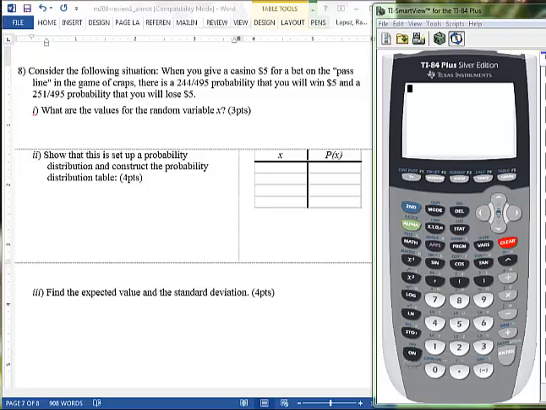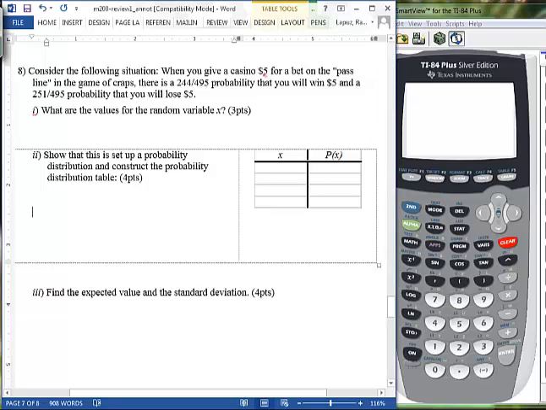What are the values for the random variable x? The values for this particular scenario are the winnings or losings. So if you win, you get $5. If you lose, you get negative $5. So these are your random variables.